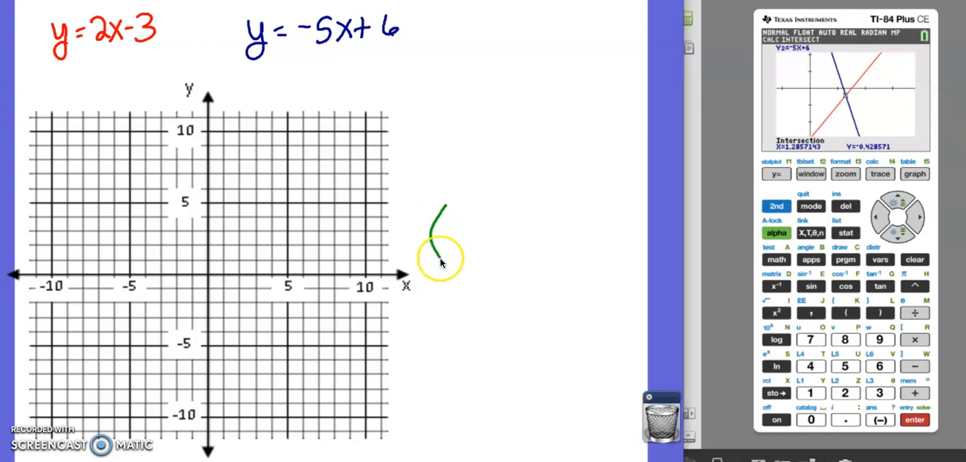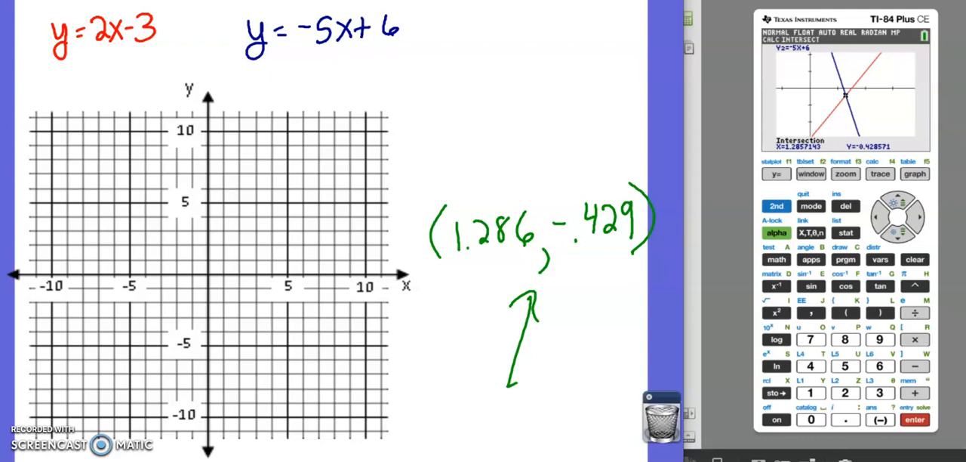And remember, I want it to the 1,000th place, so 3 decimal places. So the x is 1.286, and the y is negative 0.429. So that's how accurate I want you to be. That is the point of intersection. There is a way to do this without the calculator, but we just haven't learned that method yet. So for right now, you have to use the calculator and find the point of intersection, again to the 1,000th place.